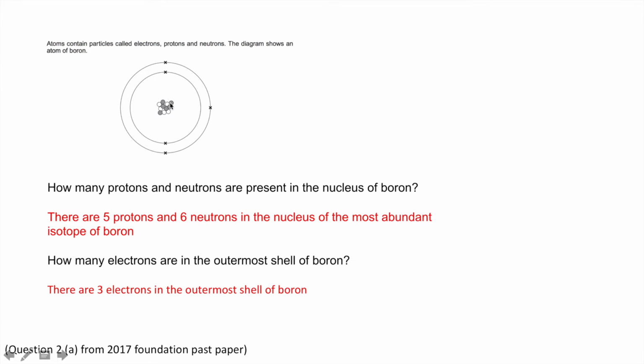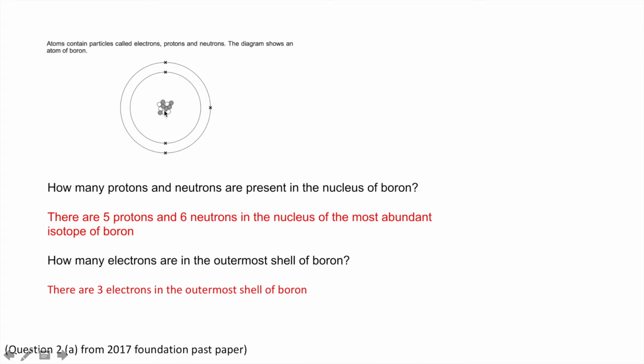Now, given the electronic structure diagram of boron below, we are asked to state how many protons and neutrons are present in the nucleus of the boron. So there are 5 protons and 6 neutrons in the nucleus of the most abundant isotope of boron. And you can tell this by looking at the number of electrons. As you know, it's just an atom, so there'll be no overall charge. It's not being ionized in any way. So look at the number of electrons in the shells. There are going to be 5, and obviously that's balanced.